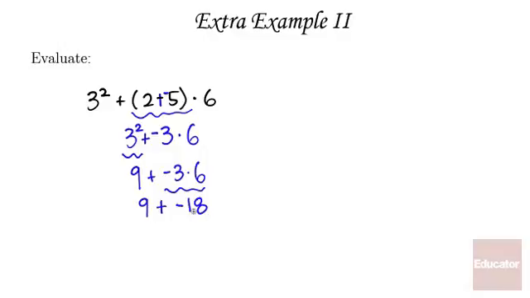So 9 plus negative 18, again, we're adding integers. They have different signs, so you find the difference. This is a 9. Absolute value of this is 18. If you find the difference of those, you get 9. Give it the sign of the 18. And so that will be your answer, negative 9. Okay?